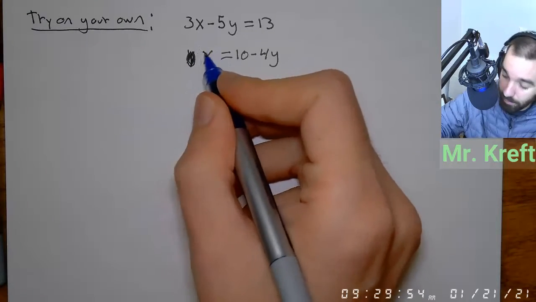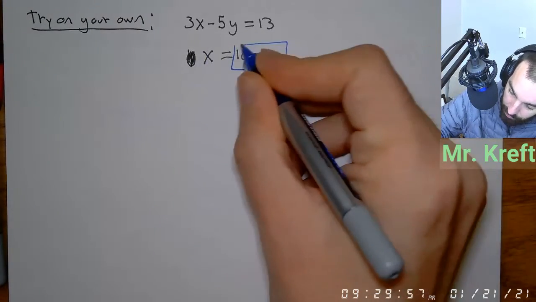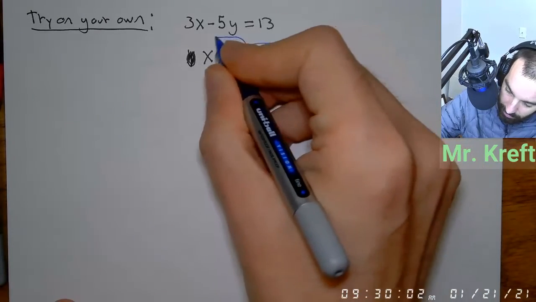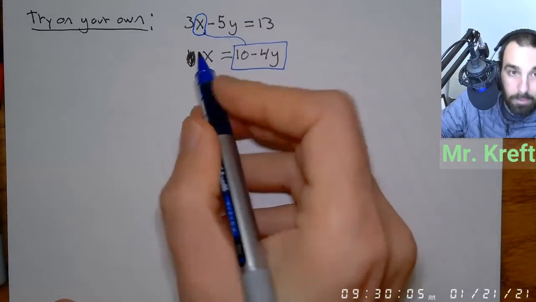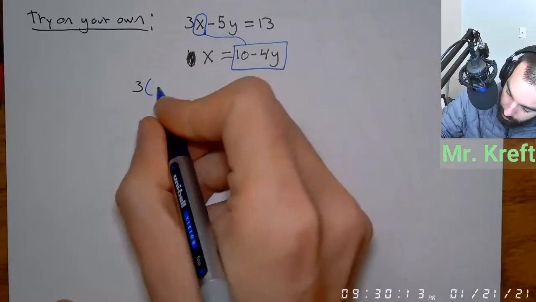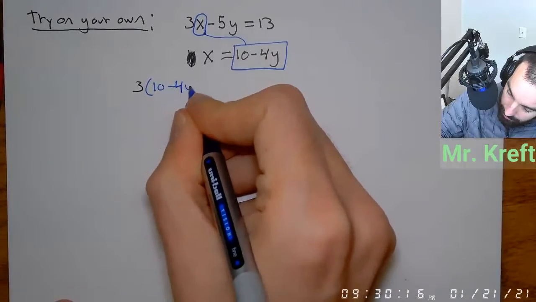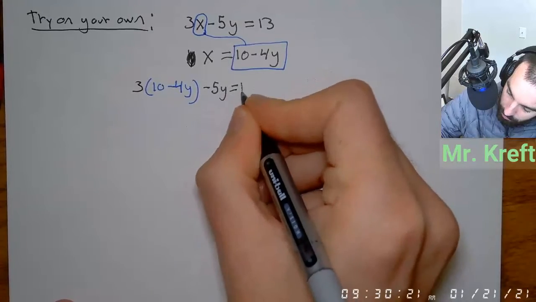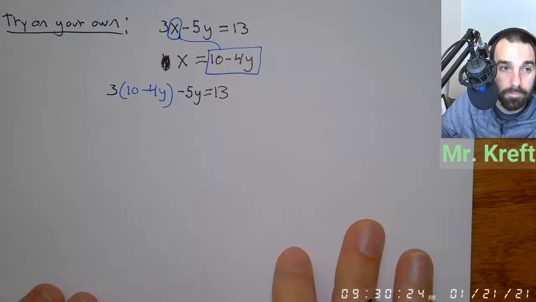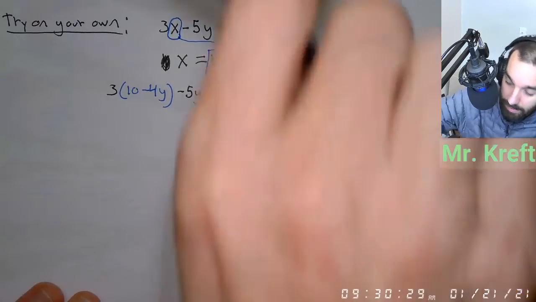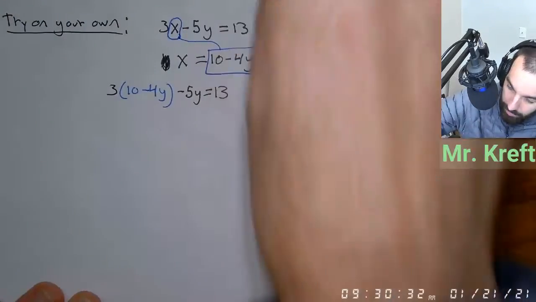So right here, this is already solved for, which means x equals this. If you have colored pens at home, it's really nice. If not, you can do this with a pencil. I think it helps out a lot. What I'm going to do is replace that x with this. So I'm going to have 3 times 10 minus 4y, and then minus 5y equals 13. Okay. So now I have one equation, one variable. I can go ahead and solve for this.